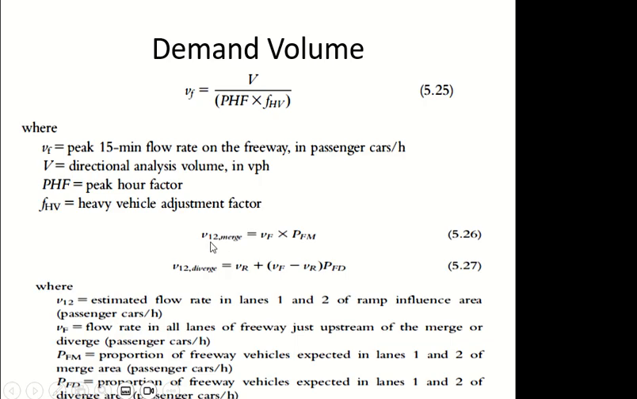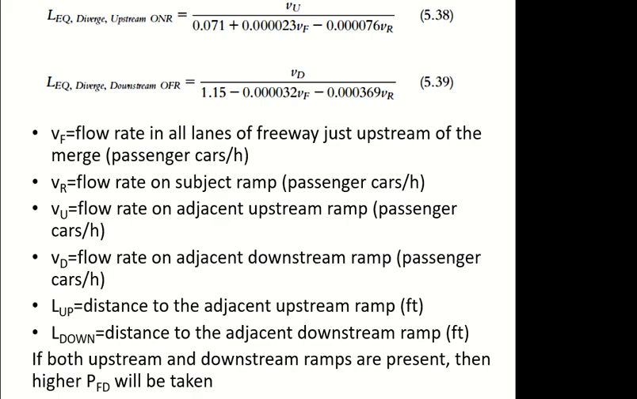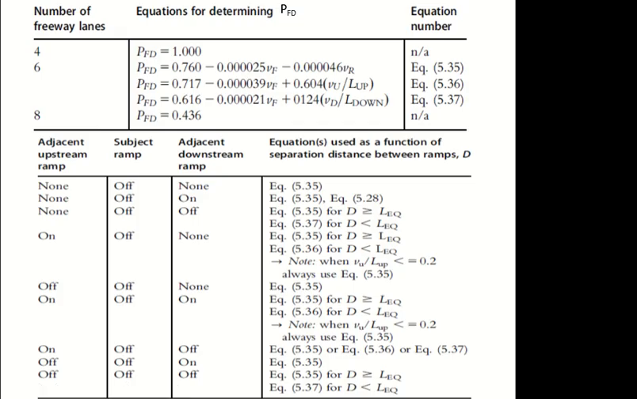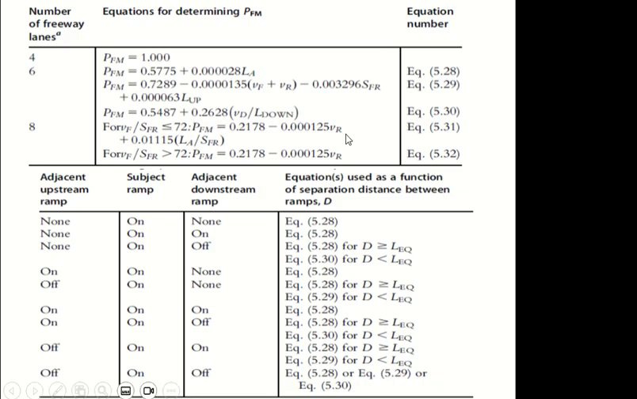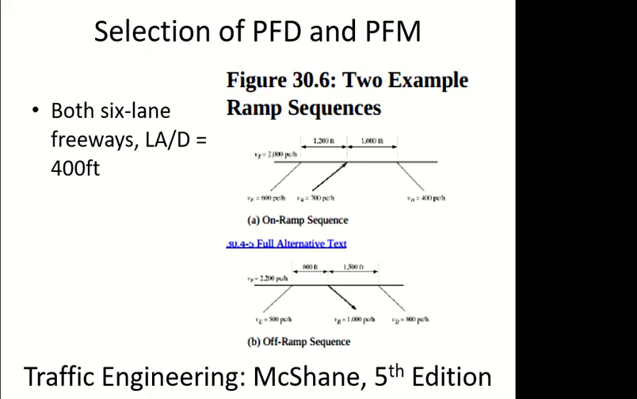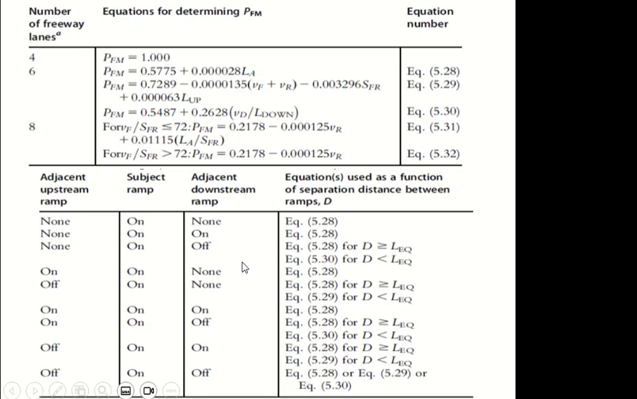So first one is a merge section. We are doing this. I want PFM. VF is given. Okay, so this is my VF, 2000. I have to find out PFM here. Okay, so I'm here. Now in this case, did they give the number of lanes? Yes. Both of them are 6-lane freeways. Okay, both of them are 6-lane freeways. So I'm looking at this.